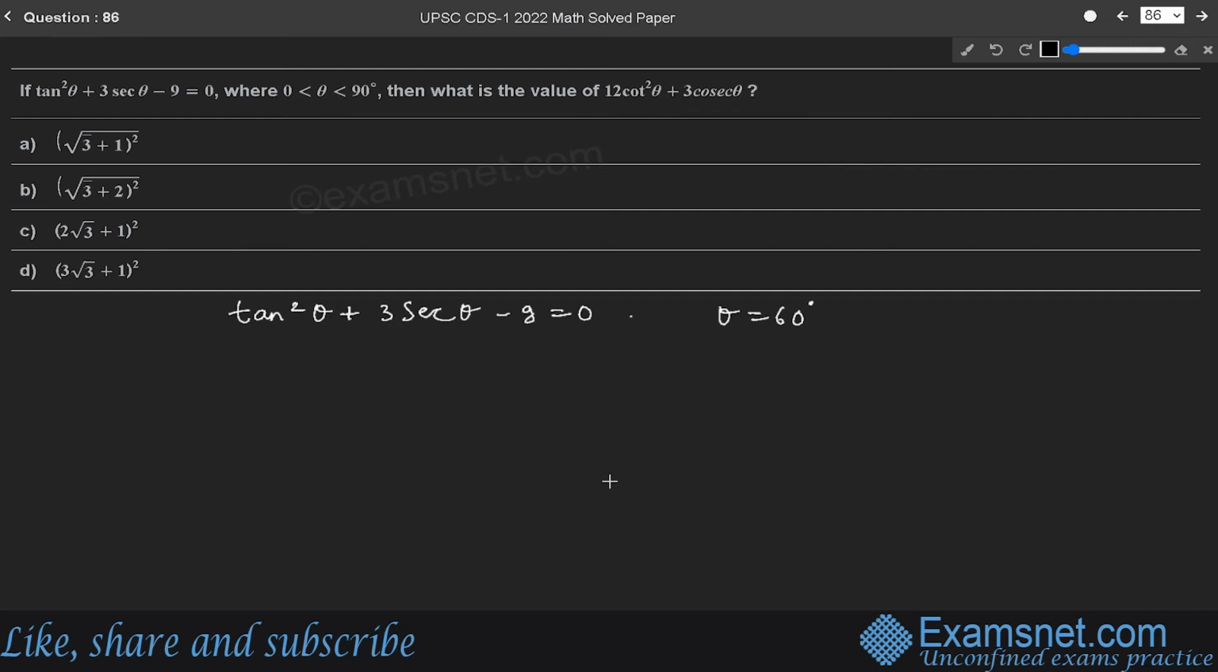So we can't take 0 degree or 90 degree here according to the question, because theta is not 0 or 90. Theta lies between 0 and 90. So the value of theta will be 60.